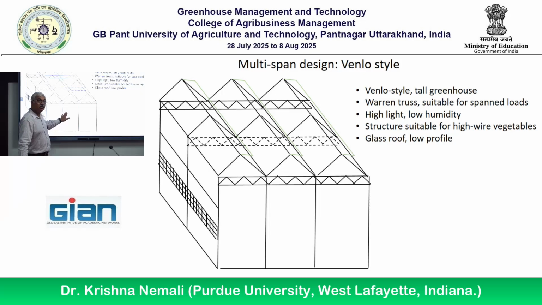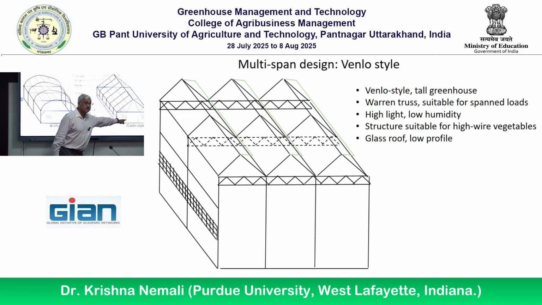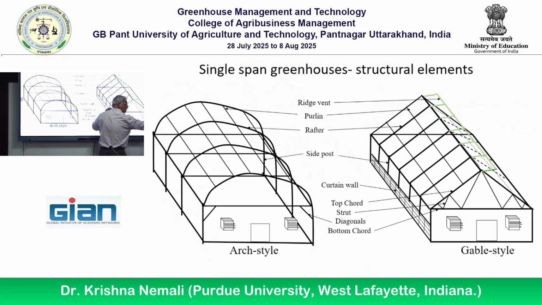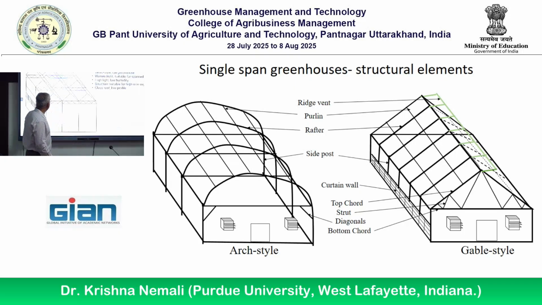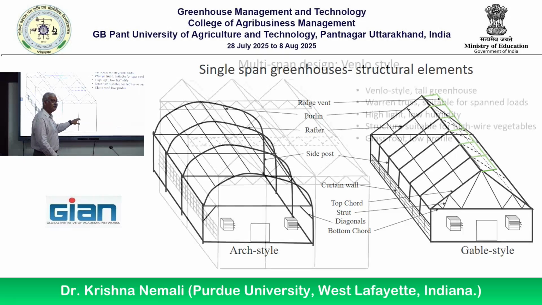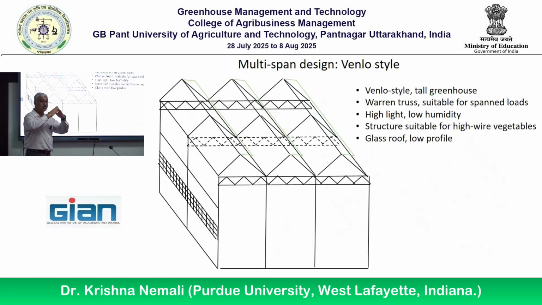This design is similar to what design for single span greenhouses? Arch or gable? It is close to that one. It's just that the gable is very wide and shorter. Whereas Venlo is sort of like multiple gables, but with shorter, low profile bays, and much taller greenhouses.